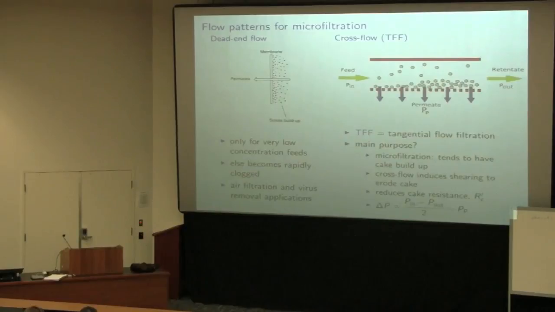And the way we quantify delta P in cross flow filtration is to say it's the average pressure on this feed side. So pressure of the feed in plus the pressure, please correct this. That's P in plus P out. So it's the average pressure above the membrane on the feed side. So P in plus P out divided by 2. So that's the pressure above the membrane minus the pressure on the permeate side. So this is an estimate of the transmembrane pressure, delta P. Whereas in dead end flow, it's very easy and obvious what that pressure difference is. It's the pressure across the membrane.